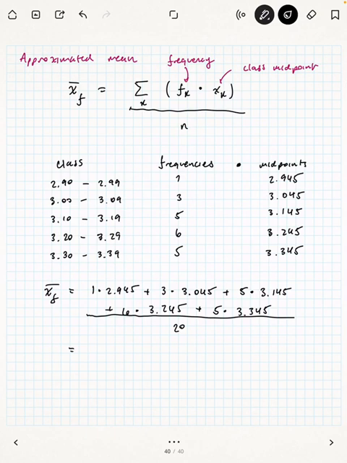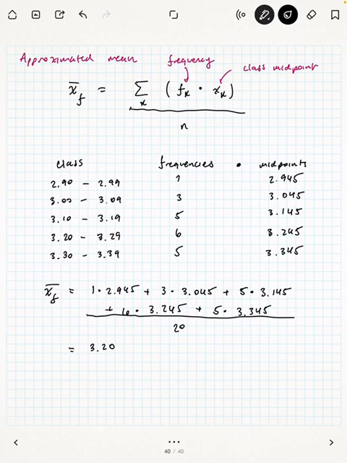Okay, so then if we take a minute to calculate that, 1 times 2.945, feel free to skip ahead a few seconds if you are not interested in waiting for me to do the calculation. And I get 3.20.